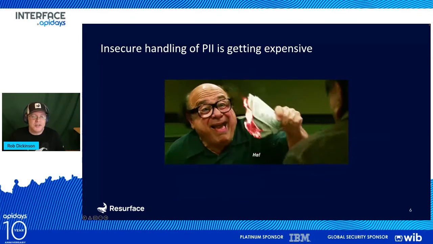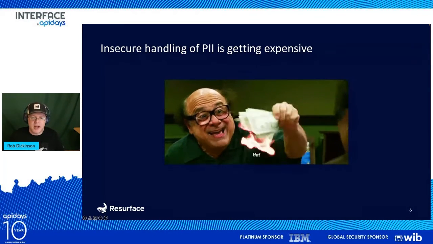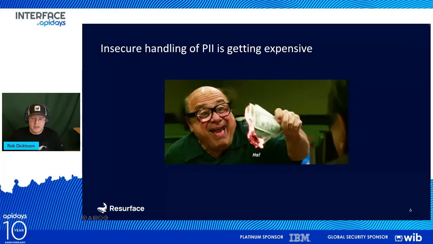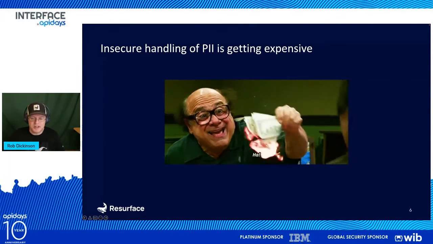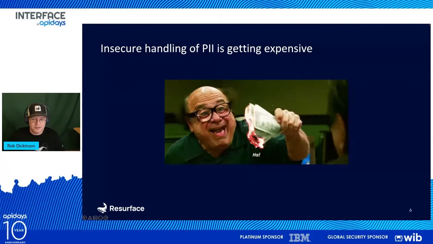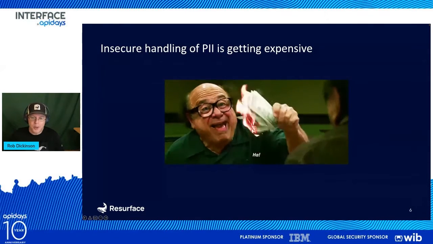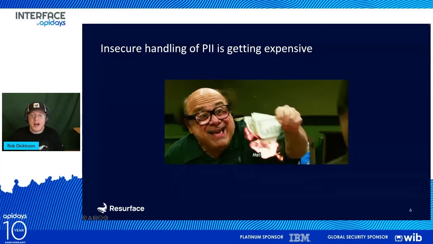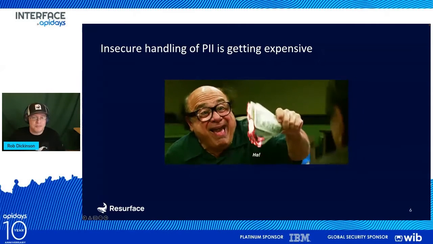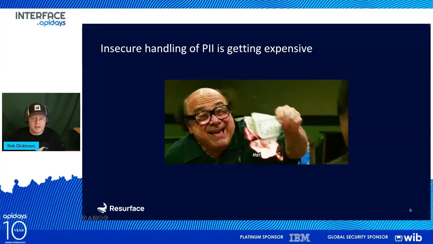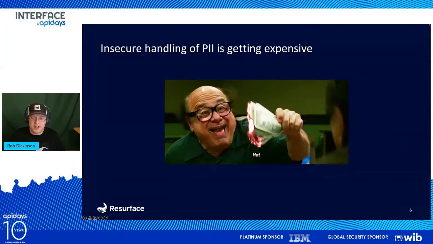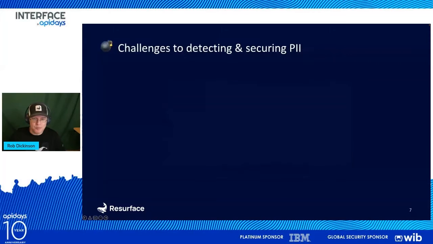But the fact of the matter is that insecure handling of PII is getting expensive. It's not just GDPR. Those style ideas are really making their way into the industry in a lot of places. Even if it's not that you're getting fined because of PII, the risks of mishandling may be a risk to your brand. That in and of itself can be very expensive.